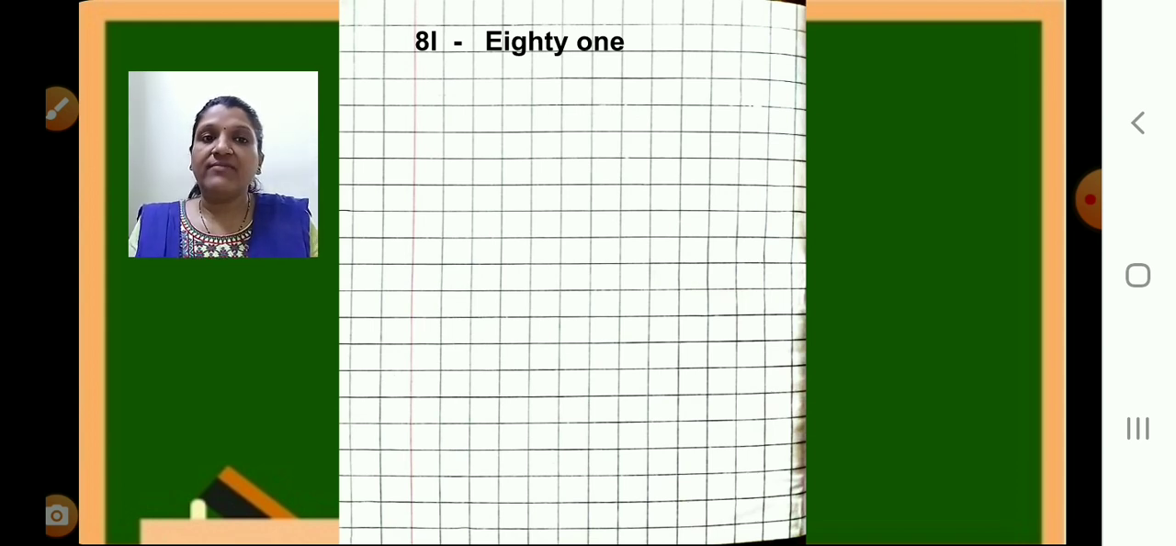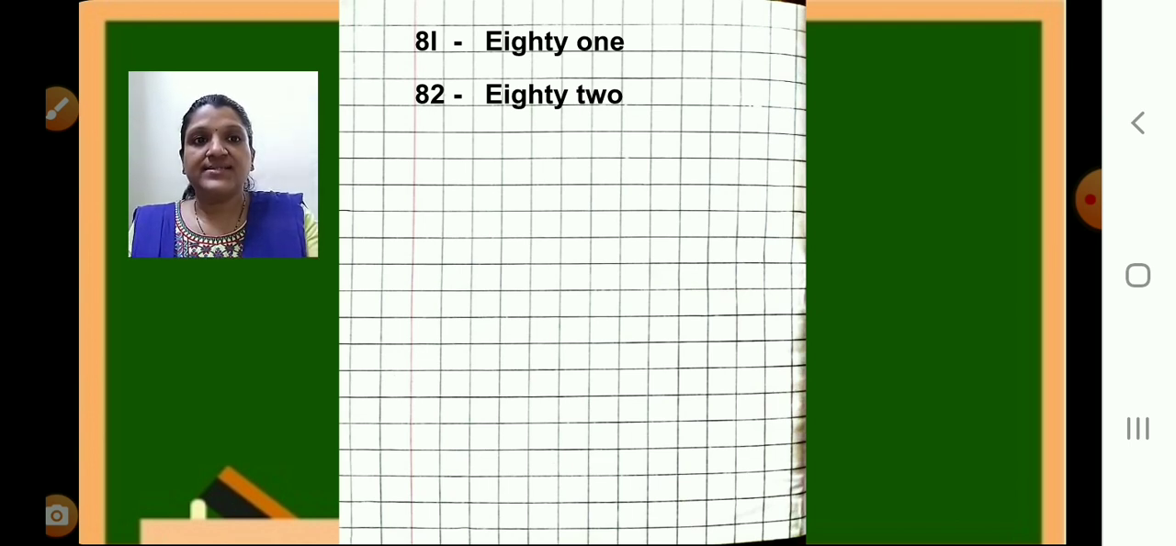Okay. Again we are going to leave one line in between. So leave one line and next line write number 82. Then put dash. Then write EIGHTY, space, TWO. Children, don't forget to give space between two words. Right? Okay. Next.